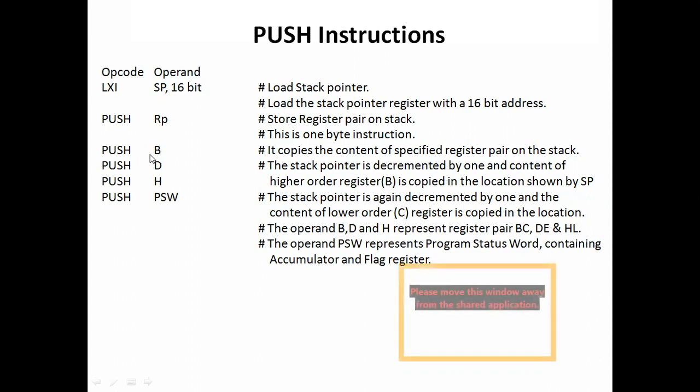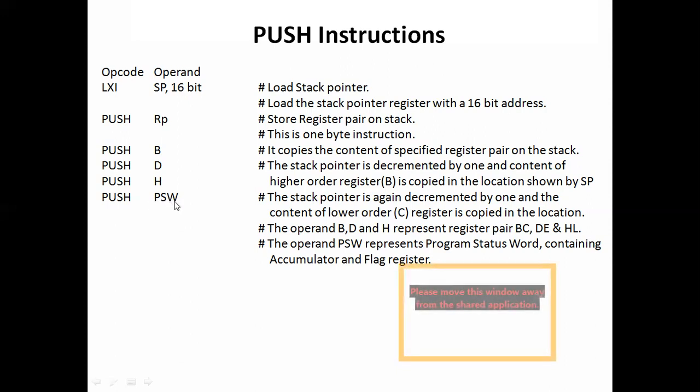So what it will do is copy the content of the B register and C register into this stack. Whenever we use push D, it means it will be copying the content of the D register and E register into the stack. Whenever we use push H, it means we want to store the content of the H register and L register into the stack. And we can also use PSW. Now PSW stands for program status word. This is also a register pair.